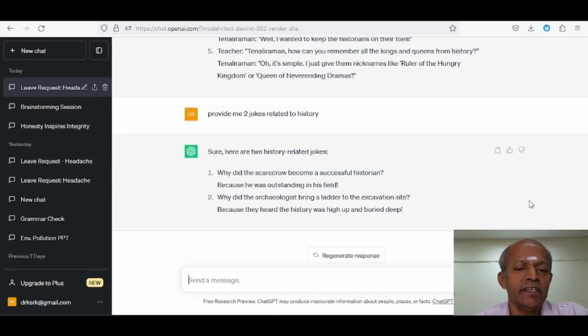Some other usages: it can give you jokes also. See, for example, provide me 2 jokes related to history. So it has given 2 jokes. The joke: why did the archaeologists bring a ladder to the excavation site? The answer: because they heard the history was high up and buried deep. So by that it can give you jokes also, and it can give songs also.